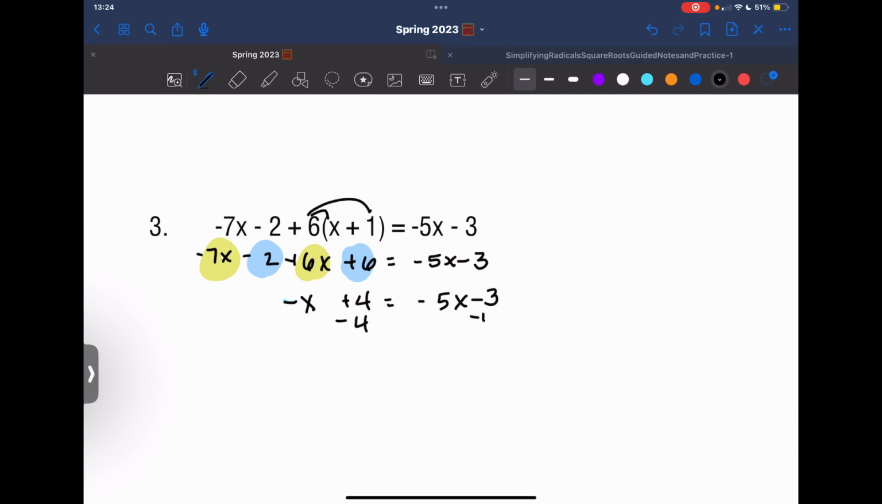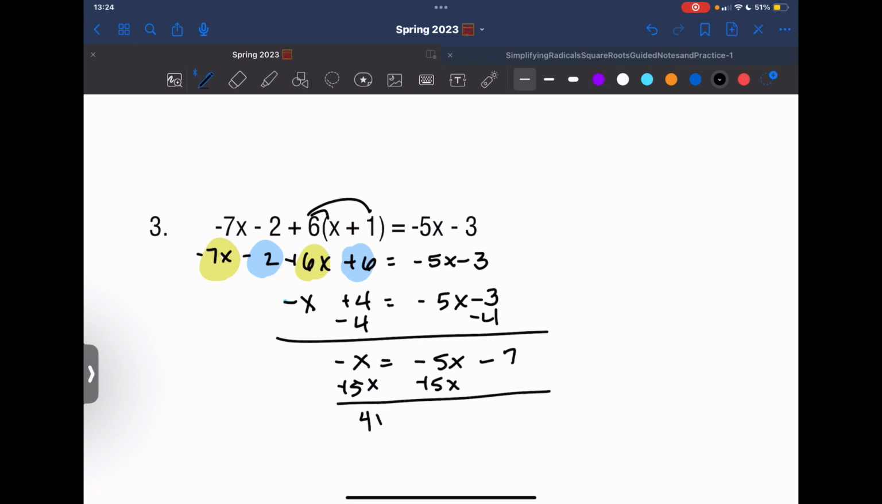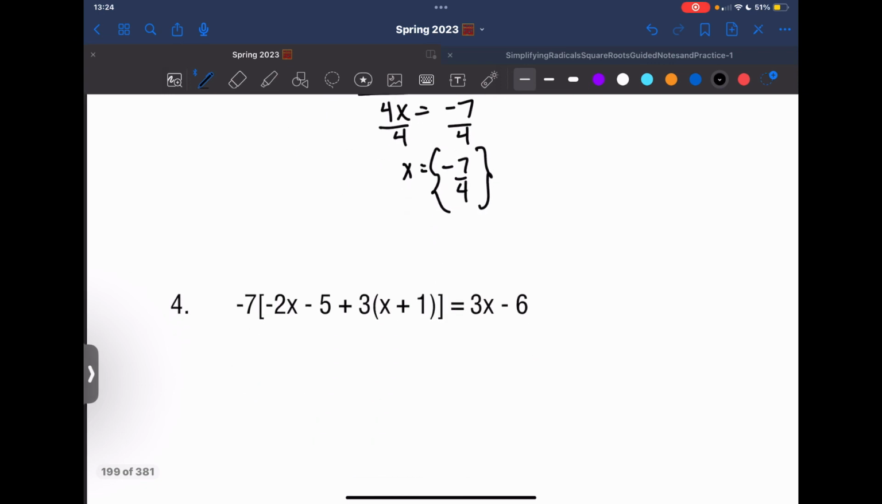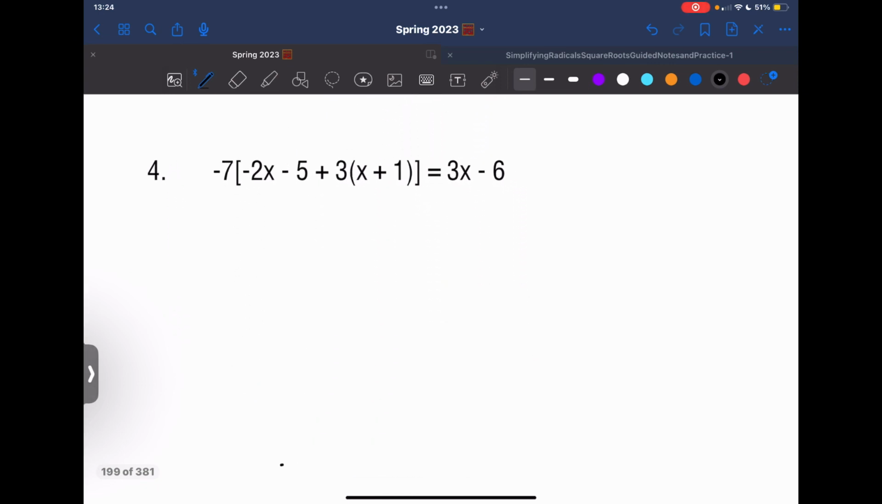Subtract 4 from both sides. Negative x equals negative 5x minus 7. Add 5x to both sides. 4x equals negative 7. Divide by 4. X equals negative 7/4. This is your solution.